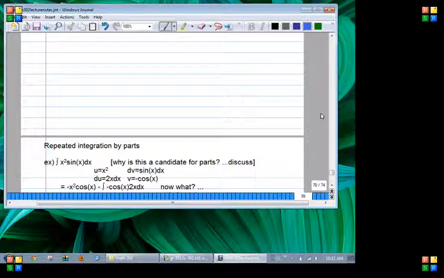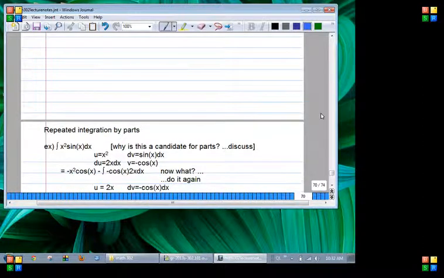Do it again. Now what's our u? U is 2x, and dv equals everything else, which is negative cos x dx. Why don't we take out the 2? Essentially it wouldn't change much, but can we just take out the 2?